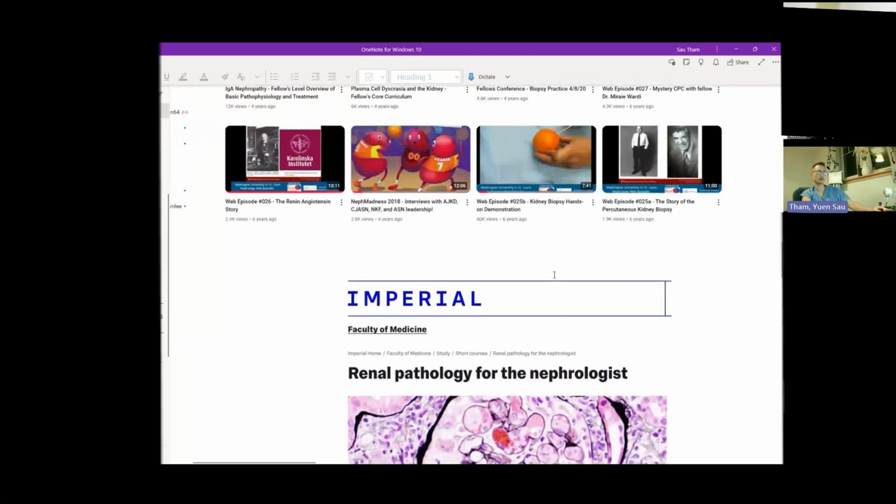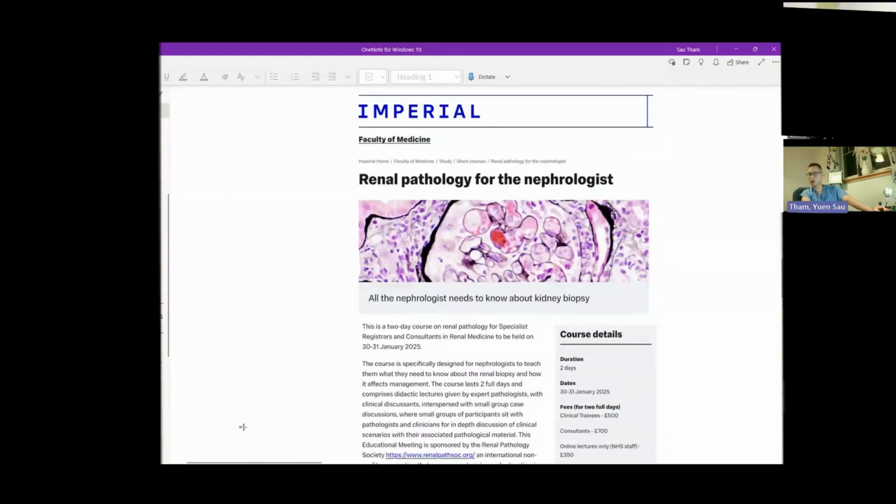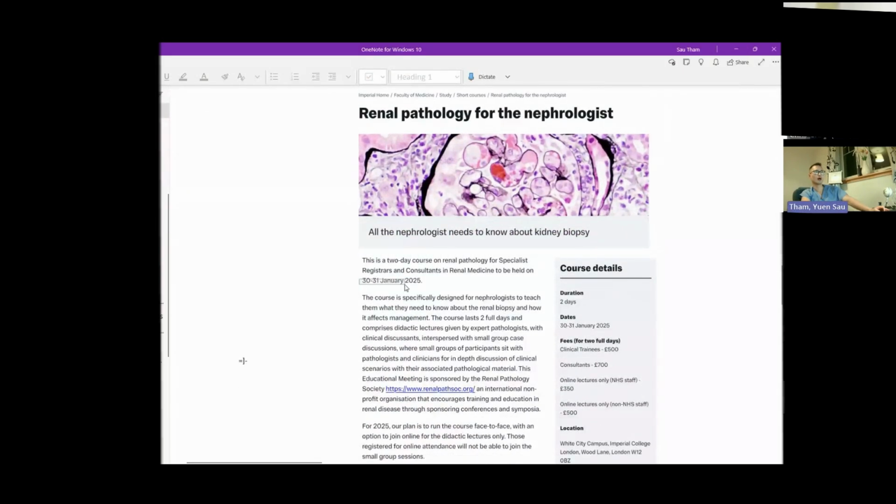Now, there is a pathology course by Imperial that is just before the exam, on 30 to 31st January. I tried to go on it, but I foolishly didn't apply in time. I applied after the deadline. But one of the consultants now in Monklands applied and went on this course, and he said that 2 of the slides that went through in the course came up exactly as the slides in the exam.